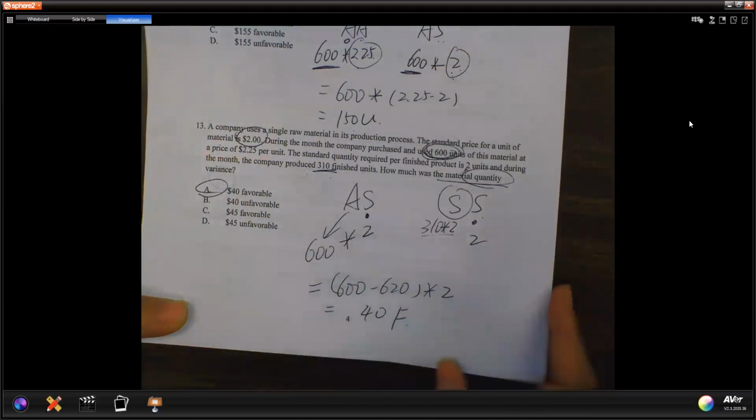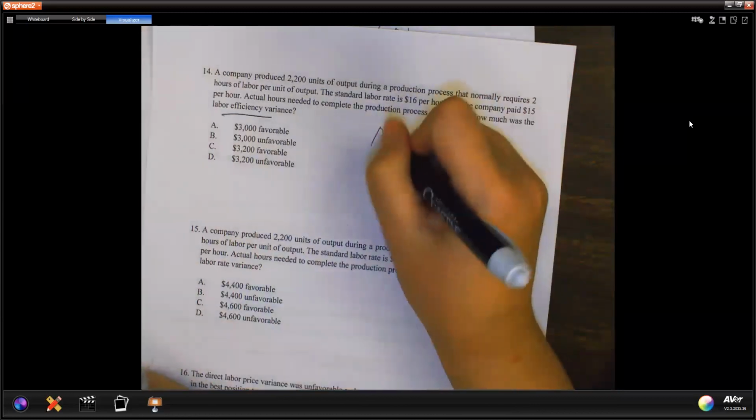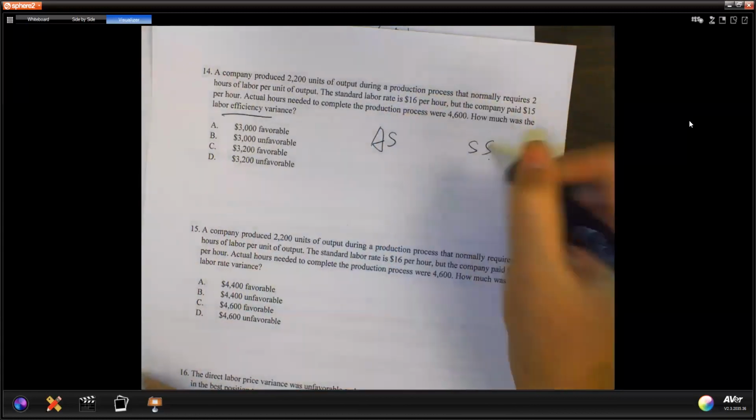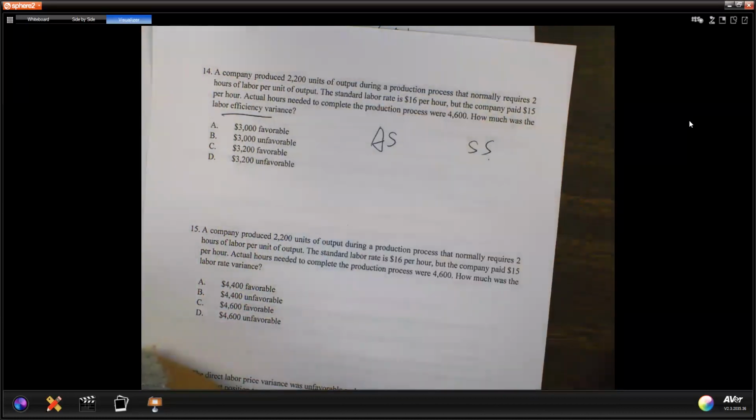Okay. And then next one, page 14, question 14. Let me see how many questions. Page 14, talking about the labor efficiency. So it's AS and SS. Sorry, I suppose you already read the question.